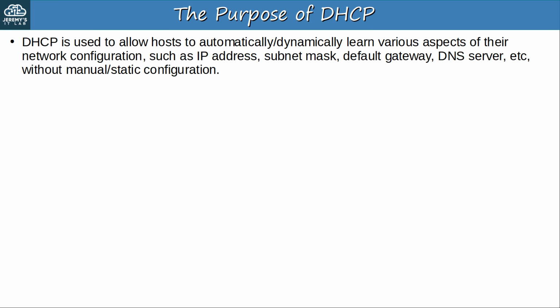Here's a brief overview of DHCP. DHCP is used to allow hosts to automatically and dynamically learn various aspects of their network configuration, such as IP address, subnet mask, default gateway, DNS server, etc., without manual and static configuration. It is an essential part of modern networks. I'm certain you're using it every day.